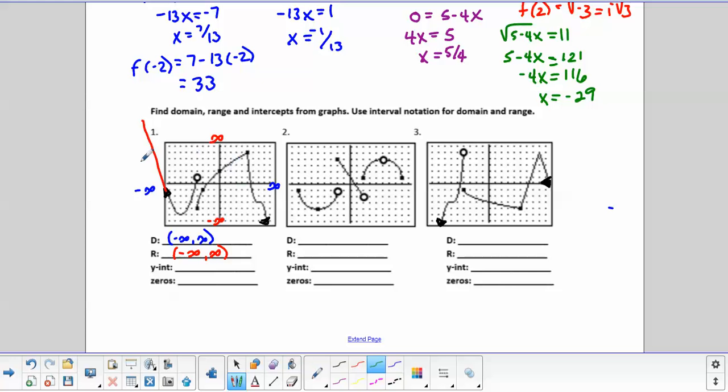Your y-intercept, if your graph represents a function, you should have only one y-intercept, because when the x value is 0, you should have only one y value. So your y-intercept is right there, and it looks like it's at approximately 2.